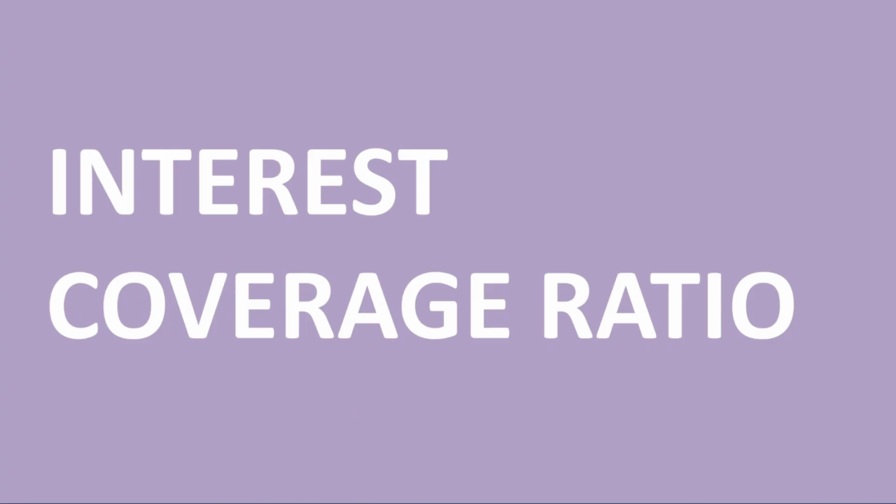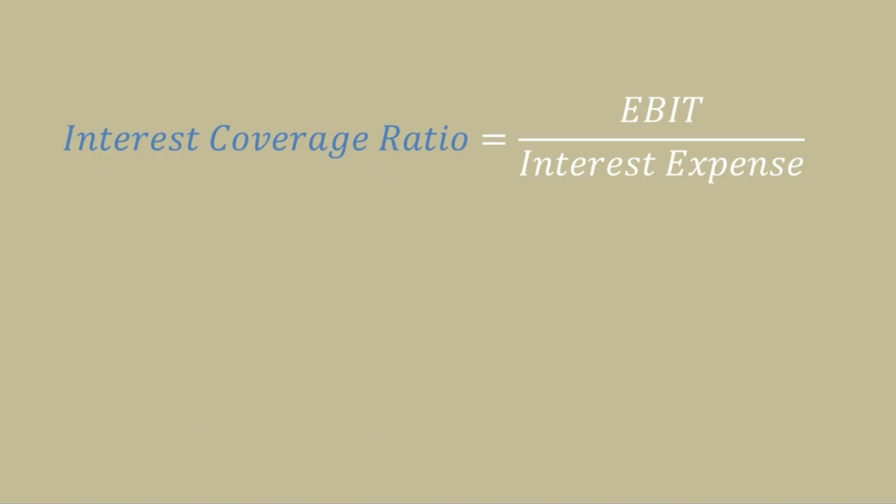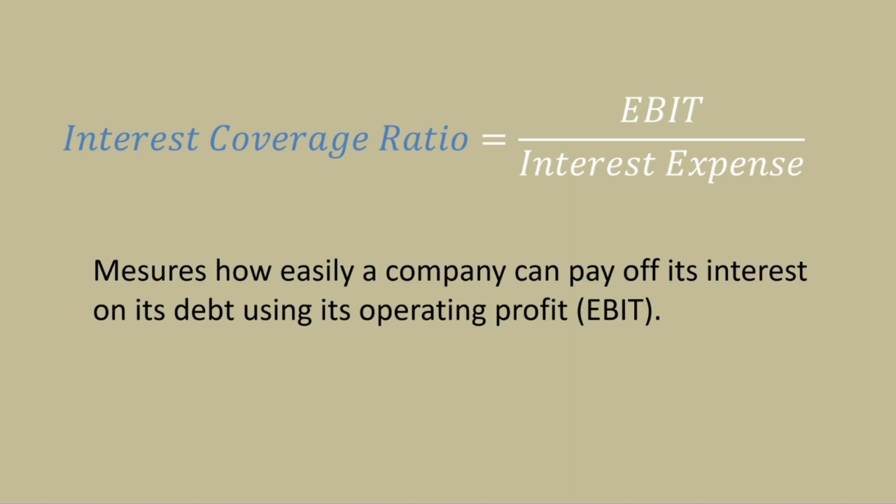The 10th one, interest coverage ratio. It equals EBIT divided by interest expense. It measures how easily a company can pay the interest on its debt using its operating earnings, EBIT. A strong ratio indicates the company has stable earnings and low financial risk.